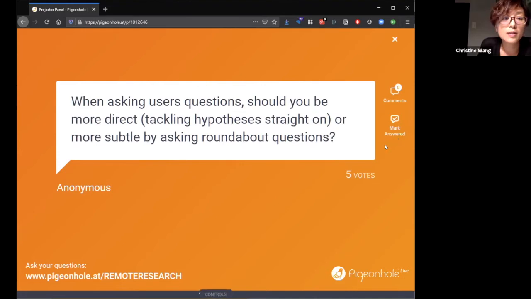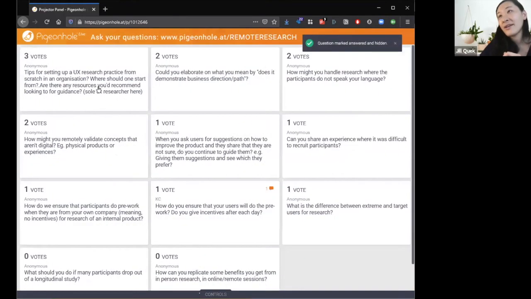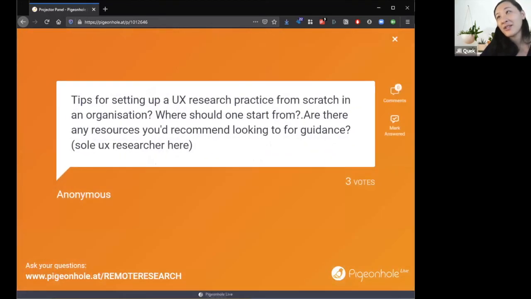So should we? Great. Yeah. So the next question is tips for setting up a UX research practice from scratch. If, for example, you're the sole UX researcher, where would you start? Are there any resources you'd recommend looking to?